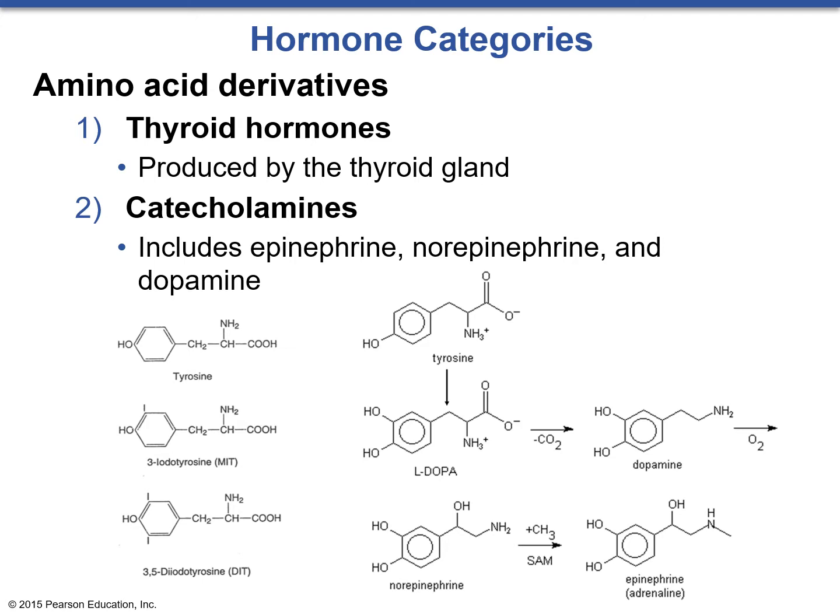And then catecholamines. Catecholamines would be things like epinephrine, norepinephrine, and dopamine. Epinephrine and norepinephrine are actually produced by the adrenal medulla and are more commonly known as adrenaline.